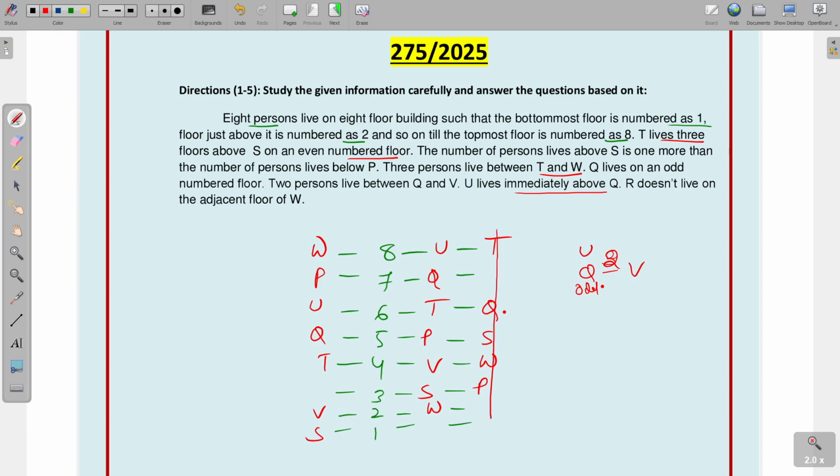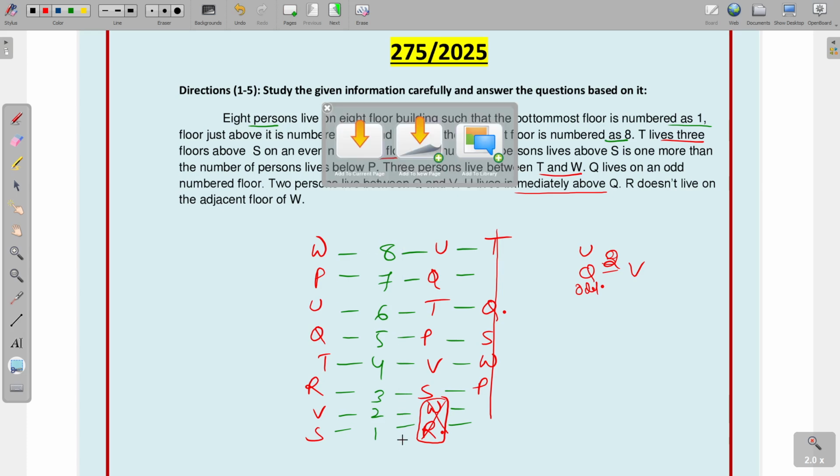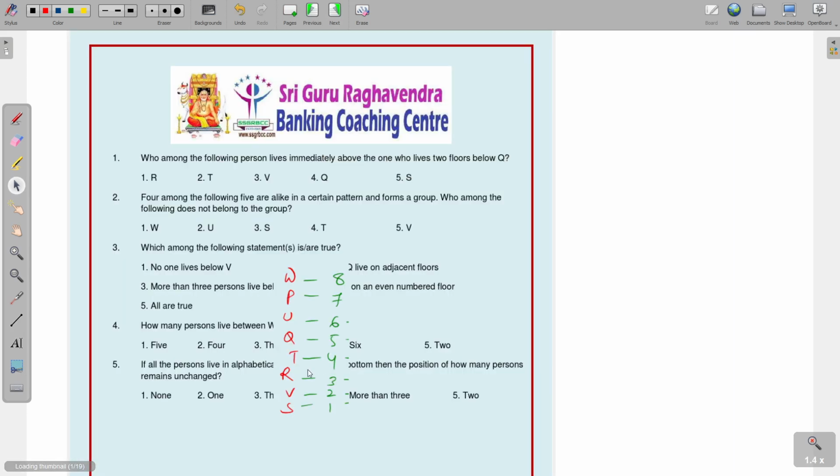Next, R doesn't live on an adjacent floor of W. So R is placed here and R is placed here. Here both W and R are immediate neighbors. This is not correct. Only this one is correct. It is the final output of the puzzle. Let us move on to the questions.